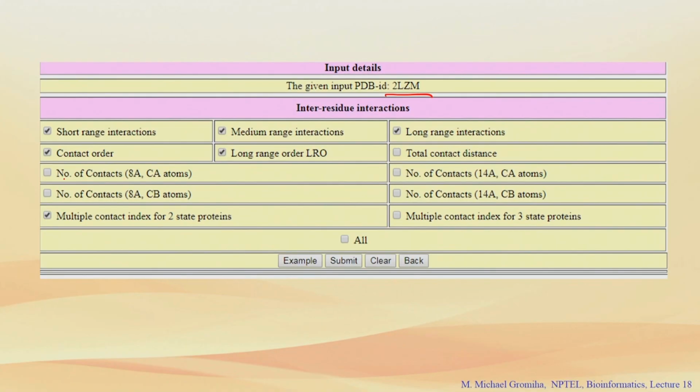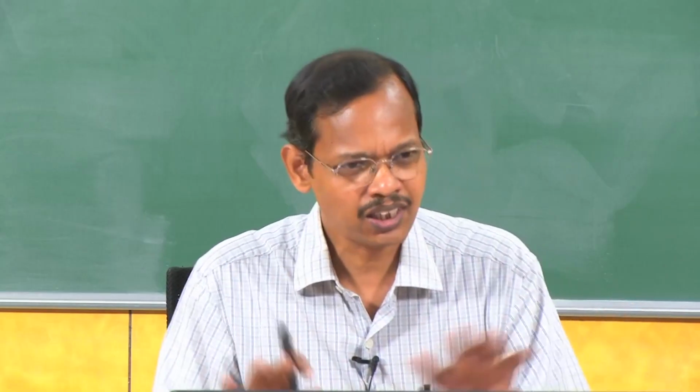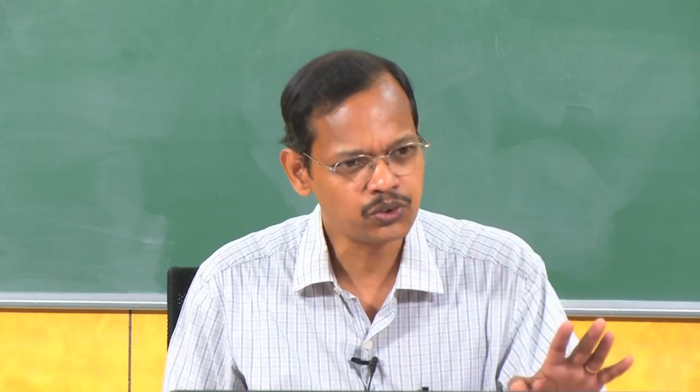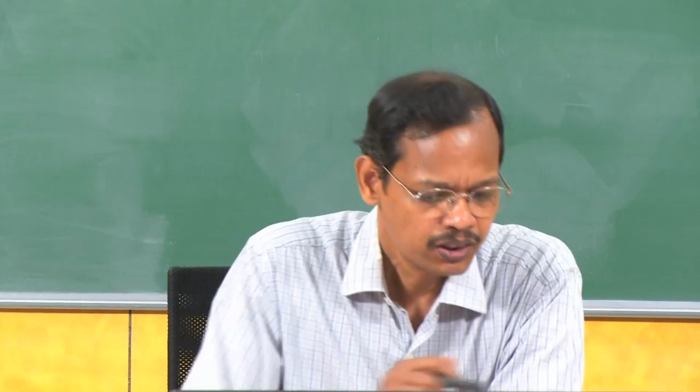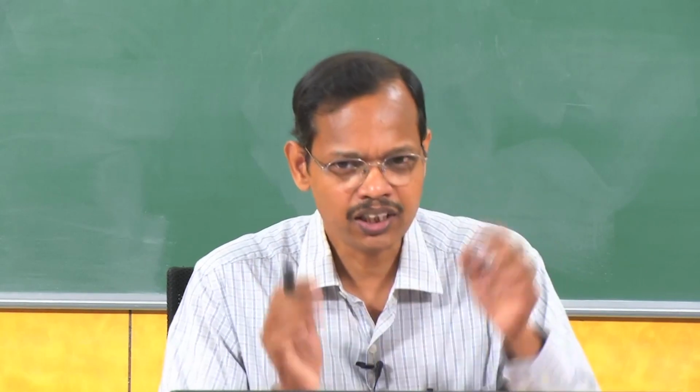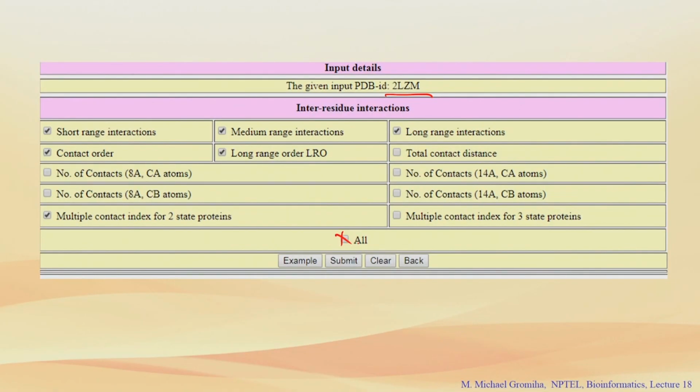Then also you can see the number of contacts within 8 angstrom, either from C alpha atoms or C beta atoms, and 14 angstrom C alpha and C beta atoms. Why do they give 8 angstrom and 14 angstrom? Because these distances are widely used in literature. 14 angstrom covers several regions in a protein, and 8 angstrom is well used in several aspects. Then you can get the multiple contact index for different types of proteins. If you want to get all the data, just click on all. Otherwise, if you are specifically interested in the long range order or contact order, you can get that data.